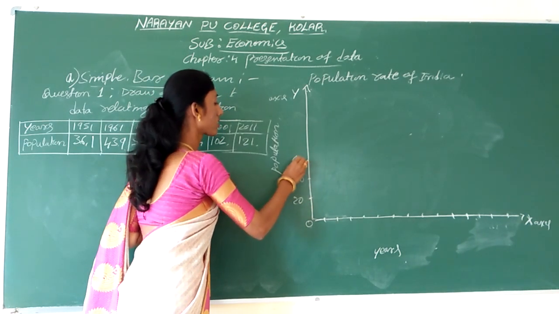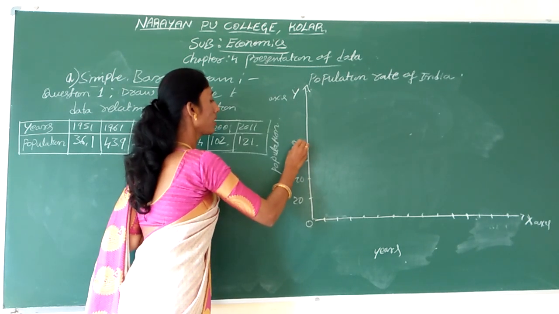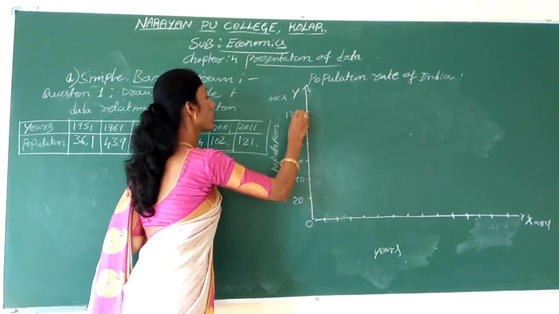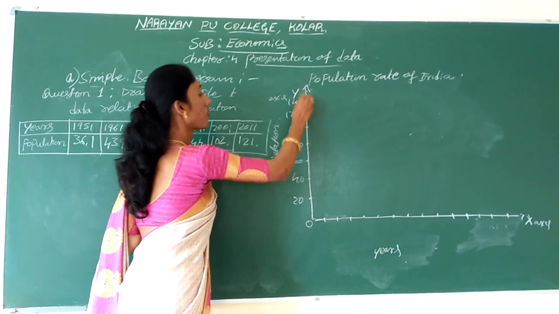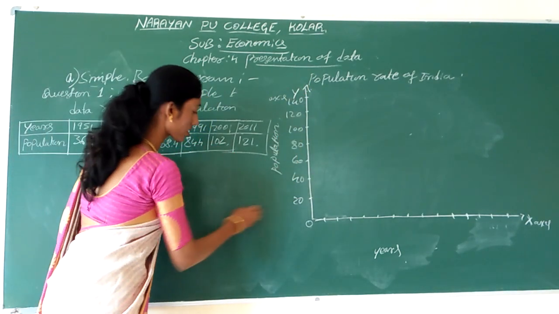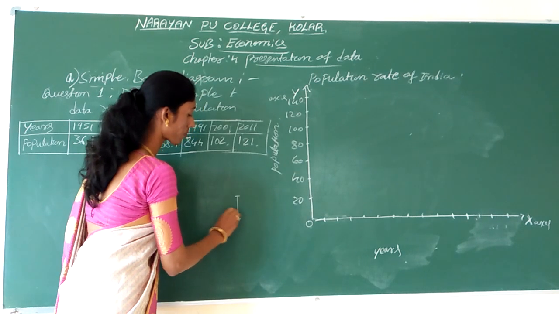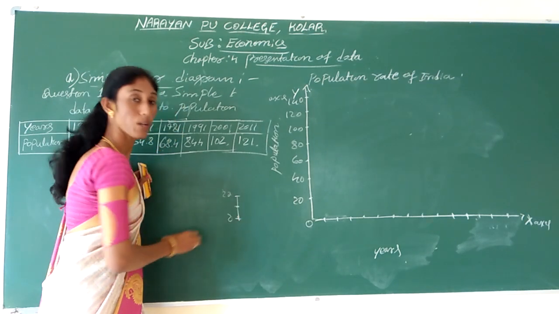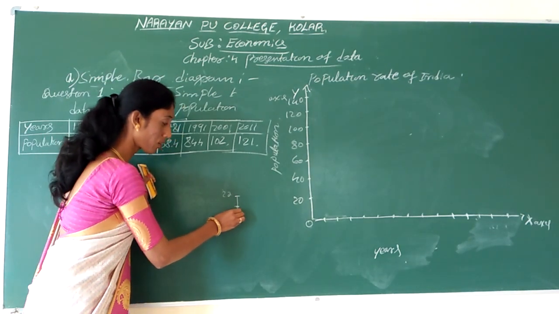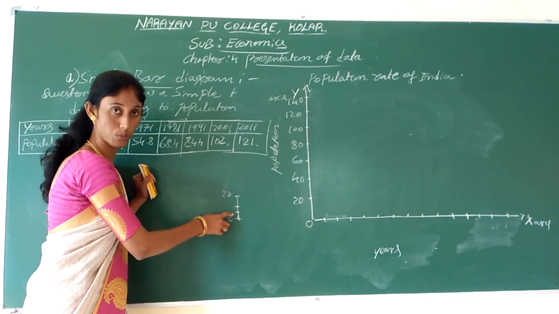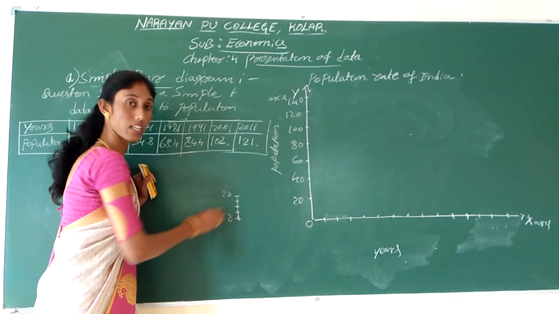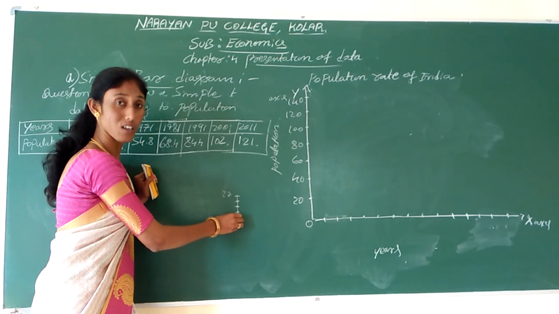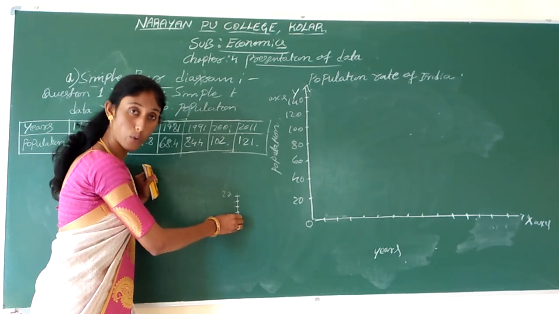Then 60, 80, 100, 120, 140. Understood now? Here the scale 0 to 20 means if we have the value 10, then the exact center will be 10. If you want 5, you need to take 5 as between these two. If you have the value 15, then it appears here. We should know the scale exactly to measure the values. Got it?